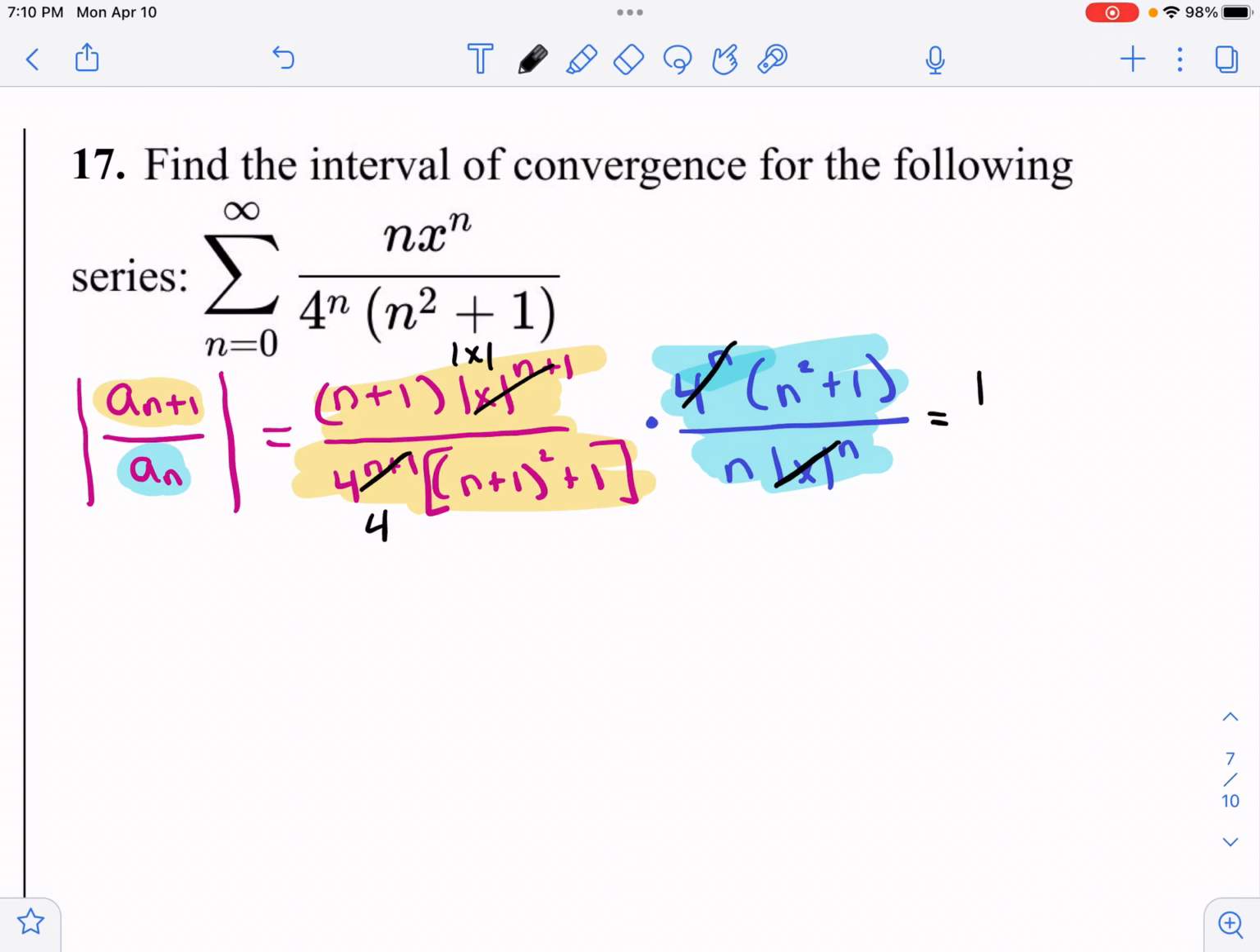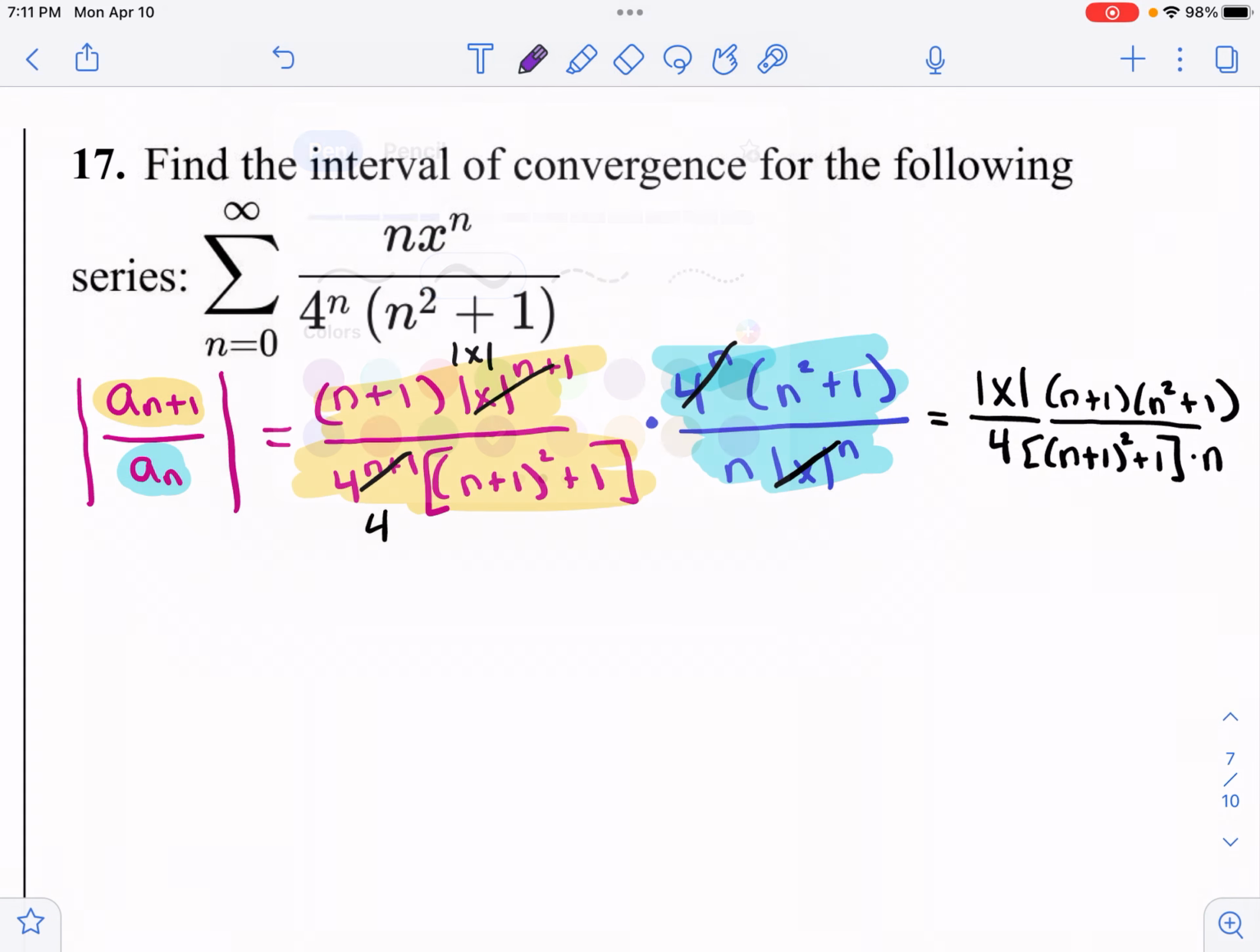So I'm going to write this as absolute value of x divided by 4. And then in the numerator, I still have that n plus 1 and an n squared plus 1. In the denominator, I have that n plus 1 squared plus 1, and then I have another n. All right, and so now we take the limit as n goes to infinity.